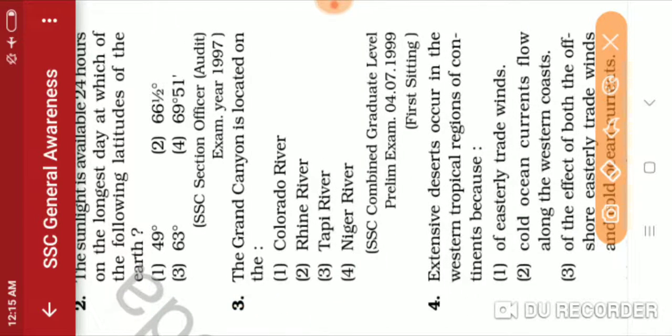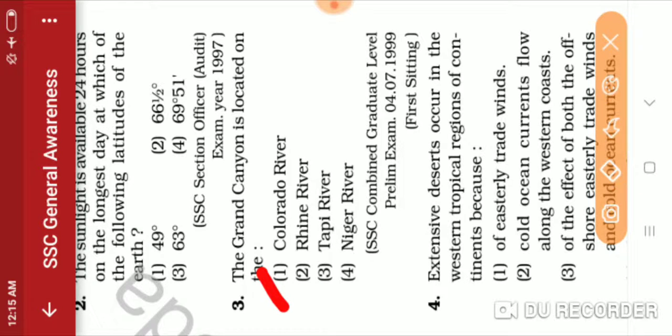Next question. Grand Canyon is in the US, and it is on the Colorado River. Colorado River is in Nevada and some part of New Mexico, I think.